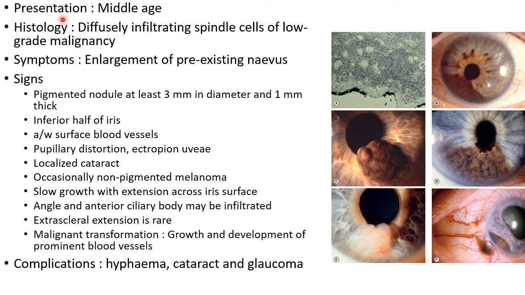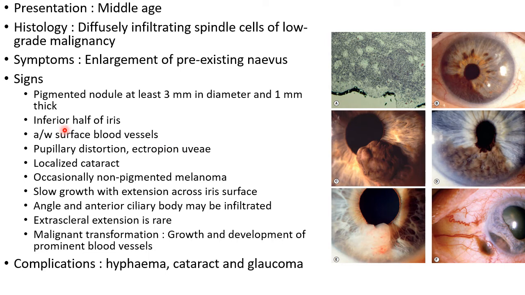The presentation of iris melanoma is in the middle age. Histology shows diffusely infiltrating spindle cells of low-grade malignancy, as you can see in this picture. Symptoms of iris melanoma include enlargement of pre-existing nevus. Now let us discuss about the signs of iris melanoma. Pigmented nodule at least 3 mm in diameter and 1 mm thick. This picture shows iris melanoma. This picture shows a nodular iris melanoma.